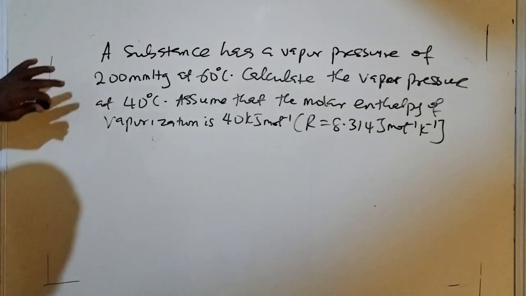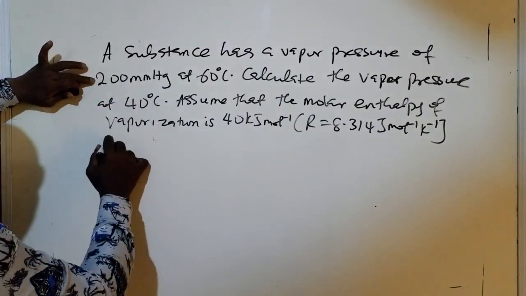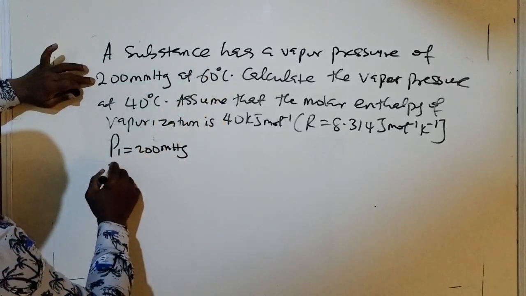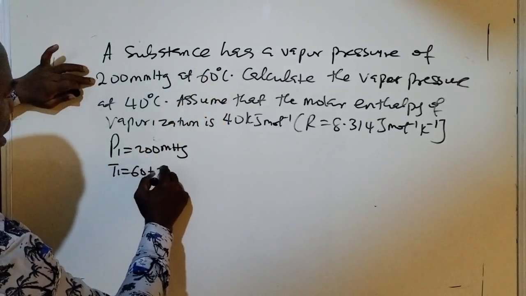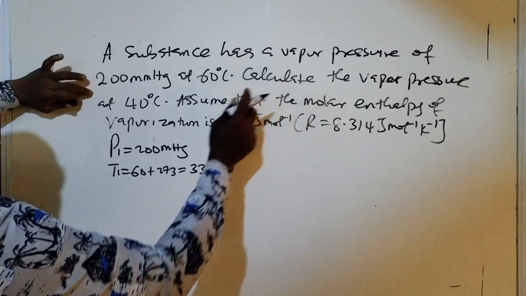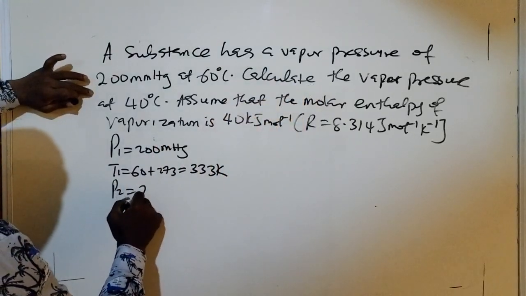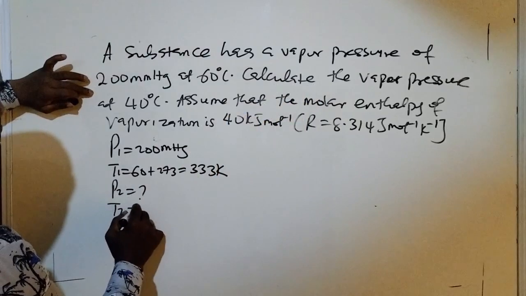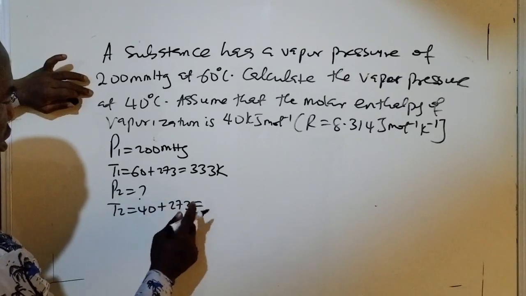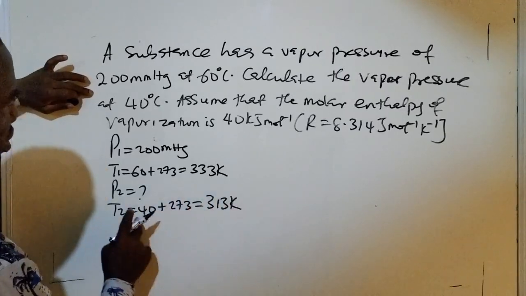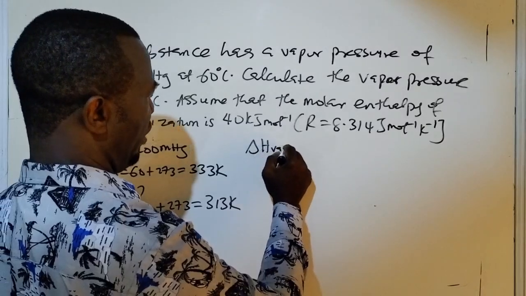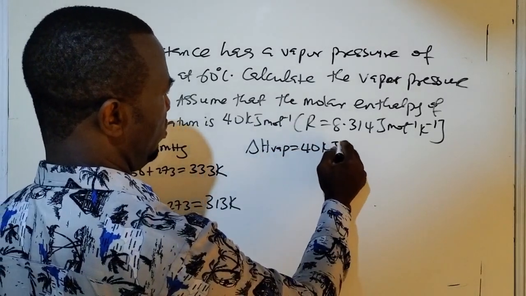So let's start. The first pressure given to us is P1, 200 millimeter mercury. Corresponding temperature T1 is 60. Convert to Kelvin by adding 273. That gives you 333 Kelvin. Calculate the vapor pressure, looking for P2, the next pressure, at T2. T2 is 40. Convert to Kelvin, that gives you 313 Kelvin as T2. They were given the enthalpy of vaporization, delta H VAP, as 40 kilojoule per mole.